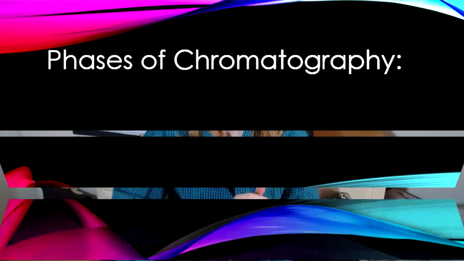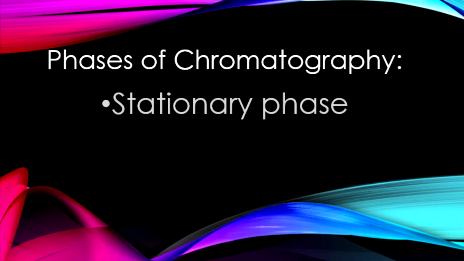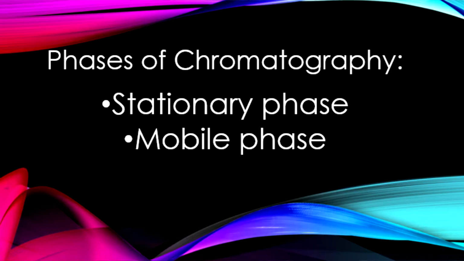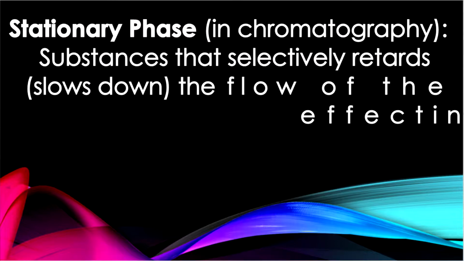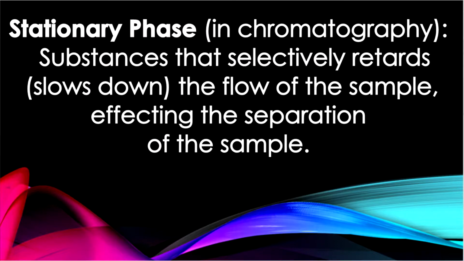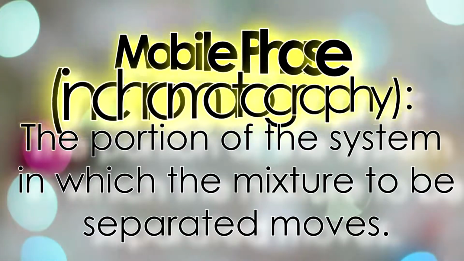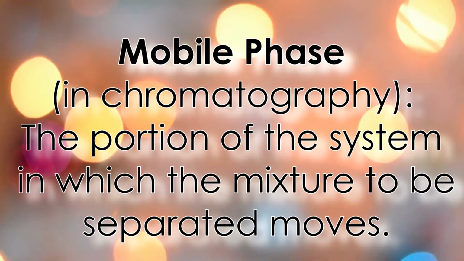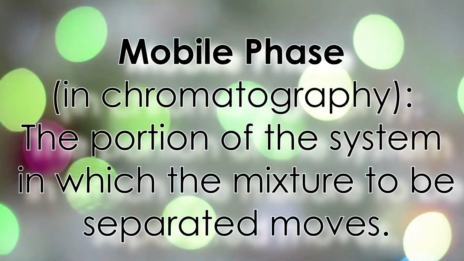Okay, now chromatography has two phases. Regardless of the type of chromatography, it will have these two phases, and that is stationary phase and mobile phase. Definitions. Stationary phase in chromatography is the substance that selectively retards the flow of the sample, affecting the separation of the sample. Mobile phase, on the other hand, is the portion of the system in which the mixture to be separated moves.